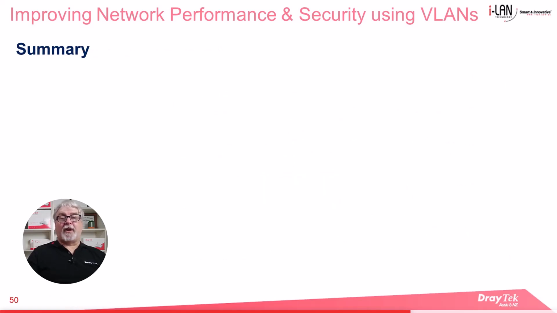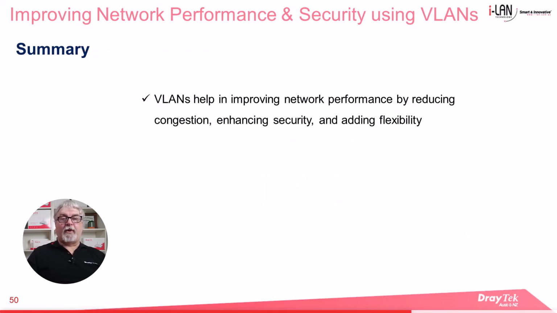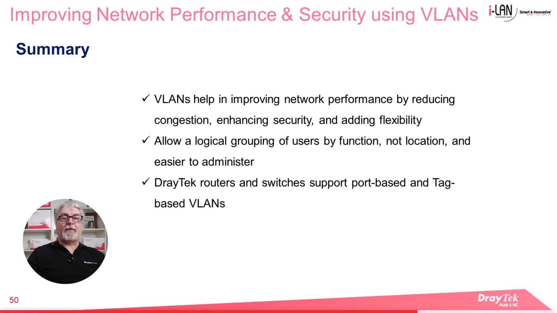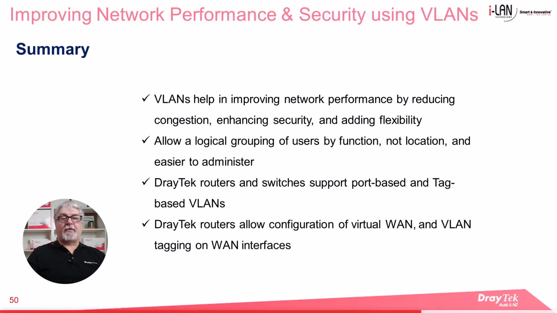Okay, so in this session we learned that VLANs help in improving network performance by reducing congestion, enhancing security and adding flexibility. They allow a logical grouping of users by function rather than location, and they make it easier to administer networks. DrayTek routers and switches support port-based and tag-based VLANs. Most but not all DrayTek APs also support VLAN tags on SSIDs, which you'll see if you check out that video I just mentioned. DrayTek routers support VLAN tagging on WAN interfaces as well, which is something often required by NBN ISPs in Australia, as well as some New Zealand ISPs.